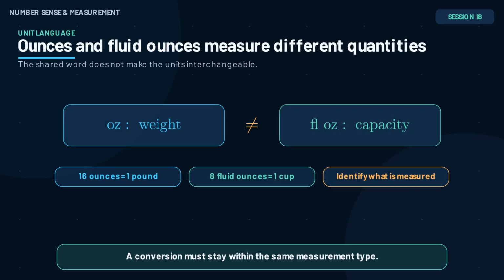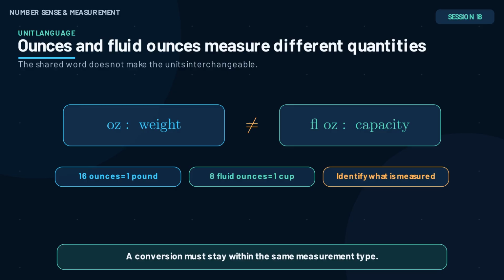Ordinary ounces measure weight, while fluid ounces measure liquid capacity. 16 ounces equal 1 pound. 8 fluid ounces equal 1 cup. The units cannot be converted directly into each other without information about the material, because weight and capacity are different kinds of quantities.